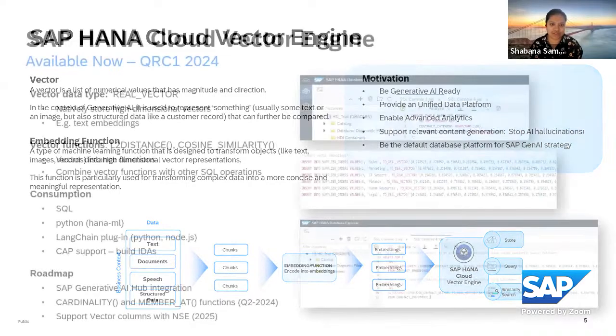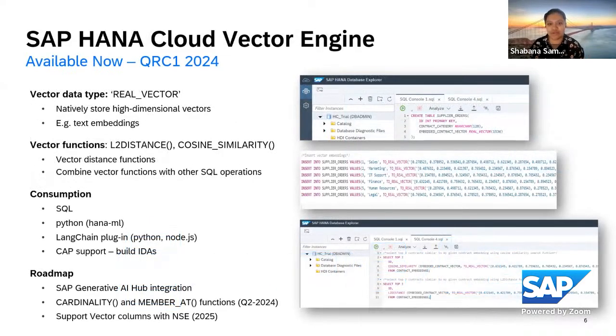With that introduction, what do we now have in SAP HANA Cloud from QRC1 2024? So we have introduced a new data type, a real vector, to store the vector embeddings natively in memory in SAP HANA Cloud alongside two new distance calculating functions. L2 distance: this method calculates the straight line distance between the data points in the vector space. Here, lower distance indicates that the points are closer in the vector space and thus they have higher similarity.